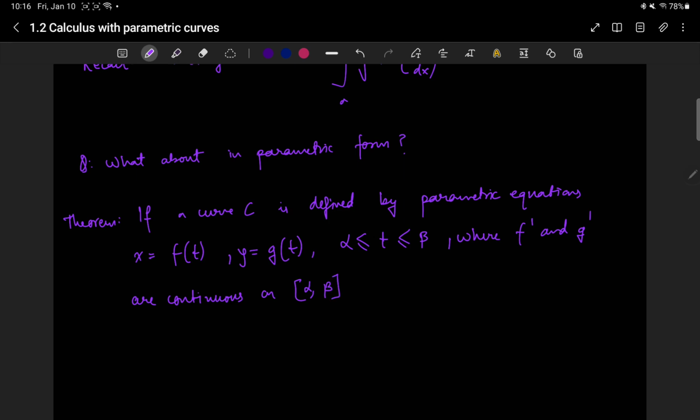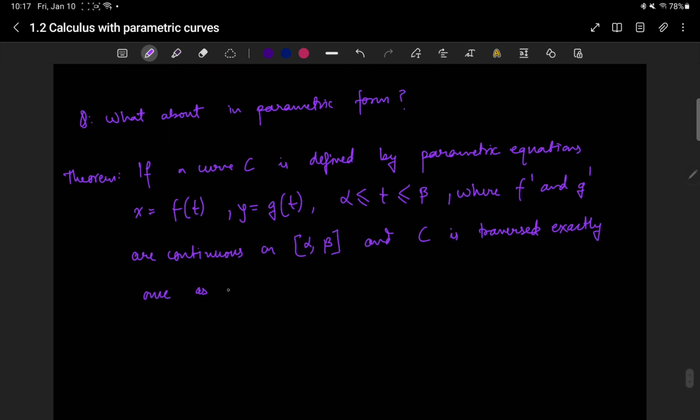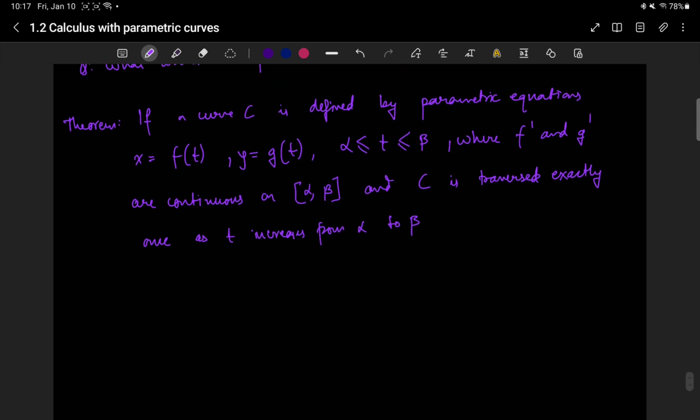We need it to be continuous so that there's no infinite tangent things happening over here. And the curve C is traversed exactly once as t increases from alpha to beta. This condition is necessary because we're looking at arc length, and sometimes it's possible to have multiple loops, but in this case we just want one loop, otherwise it's going to double count the arc length, right?